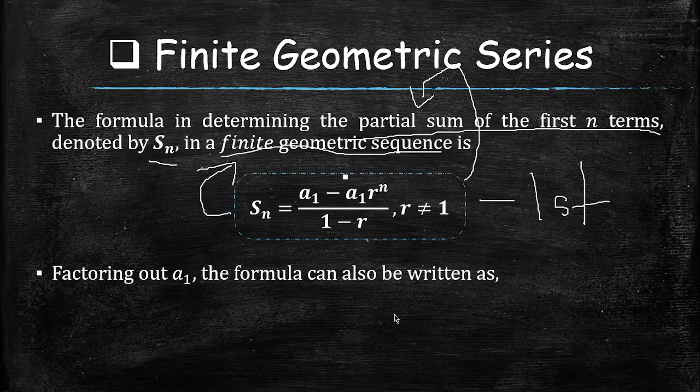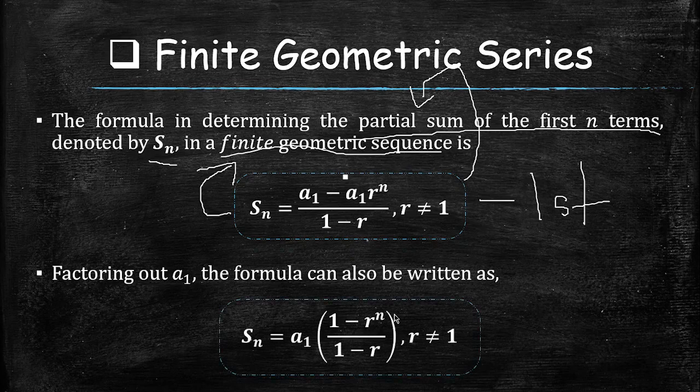Okay, in the second formula naman, class, factoring out a sub 1, the formula can also be written as S of n is equals to a sub 1 times 1 minus r raised to n divided by 1 minus r, r is not equal to 1. So, itong second formula, class, galing din siya dito sa first formula. Yung pinagkaiba lang kasi, finactor out natin sa a sub 1. By factoring a sub 1, ito yung magiging kalabasan niya.